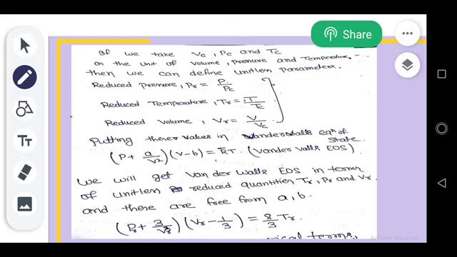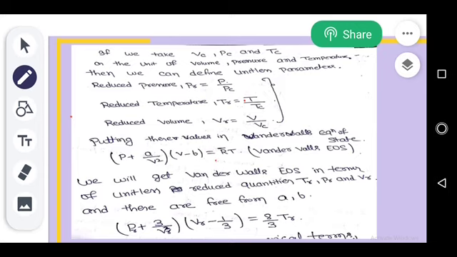We can define its pressure in terms of its critical pressure. We can define its volume in terms of its critical volume. Right? So this is the meaning of parameters like reduced pressure, reduced temperature, reduced volume. So these parameters are unitless. P divided by PC, T divided by TC, these are unitless. So if we put these parameters in the van der Waals equation of state, the equation of state becomes unitless. Right?